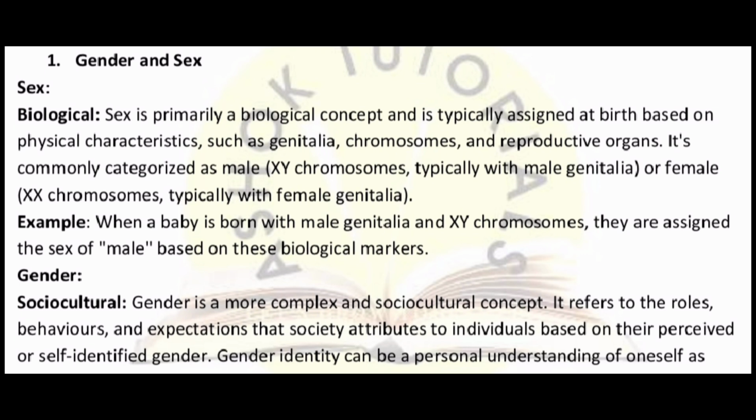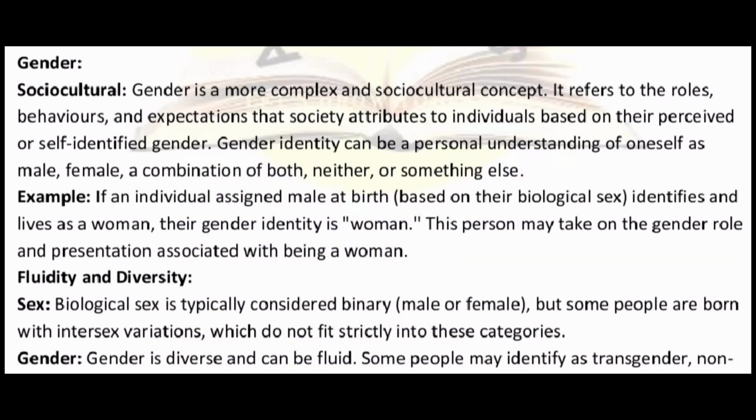Now, example, when a baby is born with a male genitalia, I already told you this one. So if a boy is born, we say it is XY chromosome. If a girl child is born, we say it is XX chromosome, right? Gender, sociocultural. So gender is a more complex and socio-cultural concept. It refers to the roles, behaviors, and expectations that society attributes to individuals based on their perceived or self-identified gender. Gender identity can be personal understanding of oneself as male, female, or a combination of both, neither, or something else.